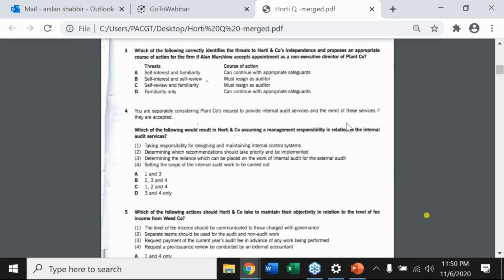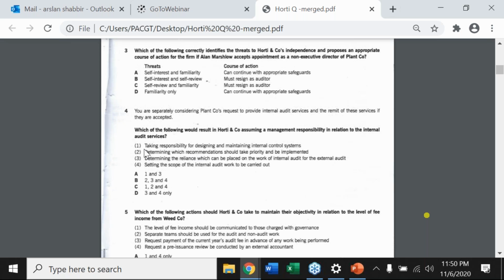Which of the following will result in assuming a management responsibility in relation to the internal audit services? When you are giving these services, our examiner is asking in these four options which are related to management responsibility in relation to internal audit services. If the audit firm provides the internal audit services, what would be the firm's role as a management responsibility?